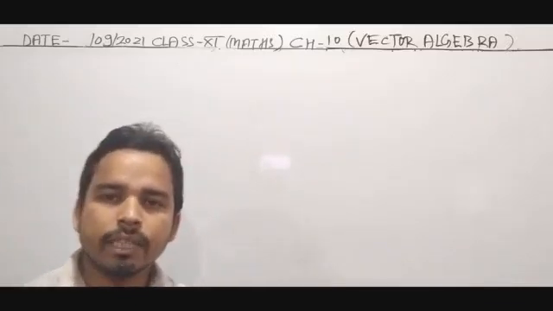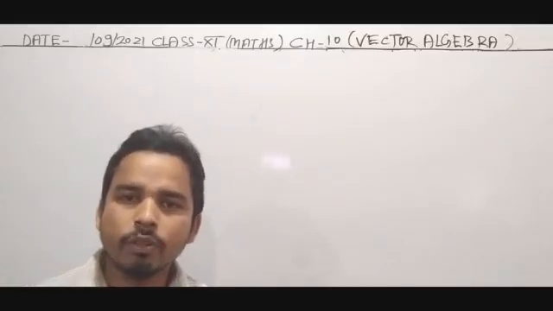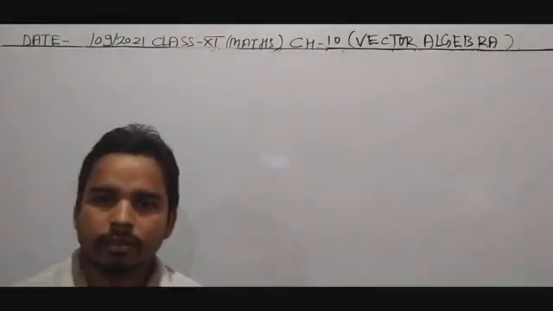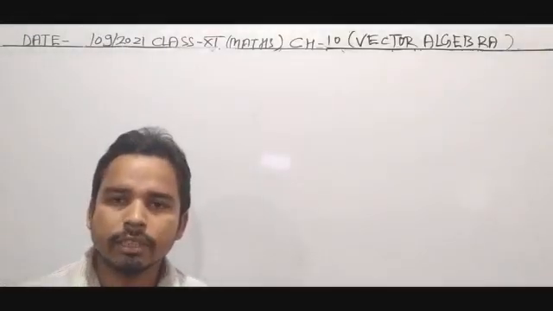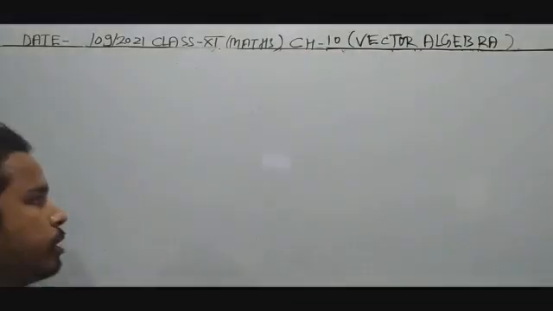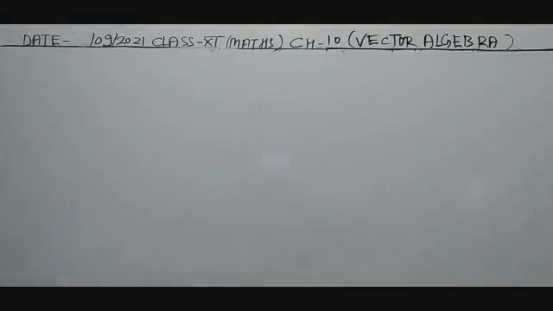So class, in the previous lecture I discussed components of vectors and types of vectors. In today's lecture I will discuss the scalar product of two vectors. So come to the topic, scalar product of two vectors.